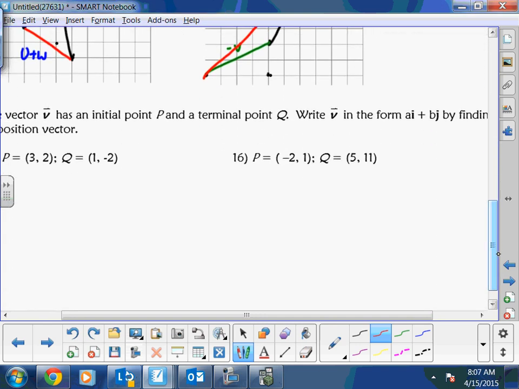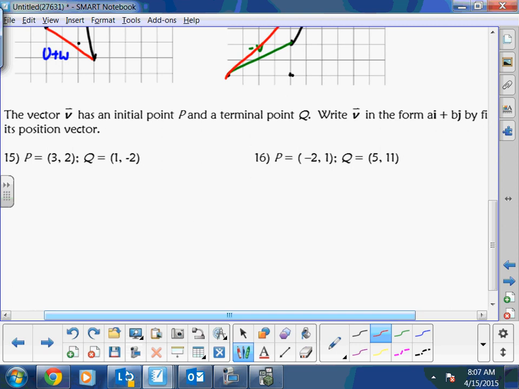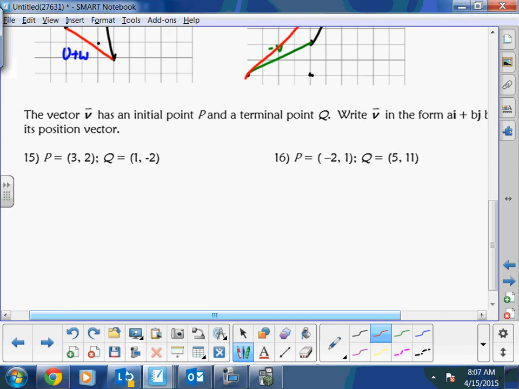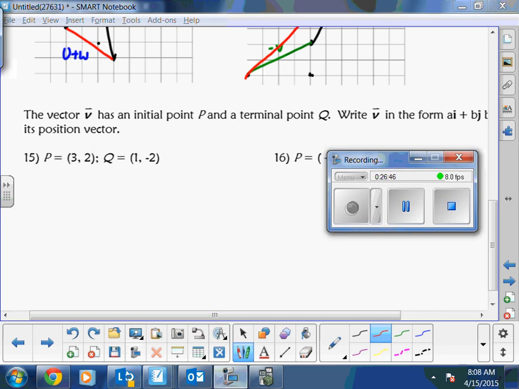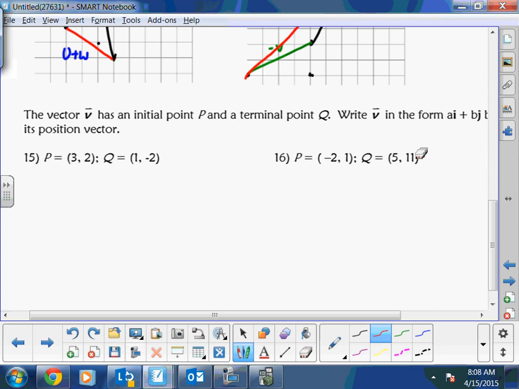Now let's go ahead and talk about this. This is vector v has initial point P and a terminal point Q. Now remember, when you deal with these right here, you have to use a formula in order to get the answer. Let me go ahead and write down the formula for you. Okay, here's the formula. Given this, it's going to be v.